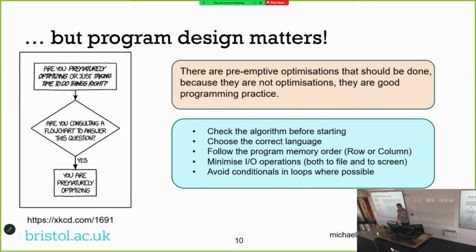Minimize your input-output operations. If you're writing one file every second, 95% of that time is going to be the writing of the file. If you can write all your files right to the end once, then it will be incredibly quick. And then avoid conditionals and loops. If you have to put an if statement in a loop, there are a couple of design considerations you have to make, but if you can never put an if statement in a loop, that is the optimal solution.